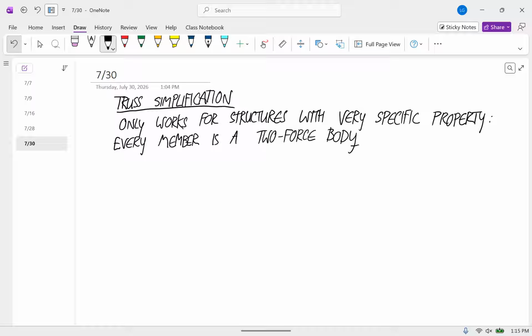Okay, so I'm going to start by talking a little bit about what a two-force body is and why that can simplify things so much. So, okay, here are two-force bodies. And two-force bodies are only important when you're in equilibrium. In statics, we're always in equilibrium. That means there's no acceleration of the body and no angular acceleration of the body. So this is two-force bodies in equilibrium.